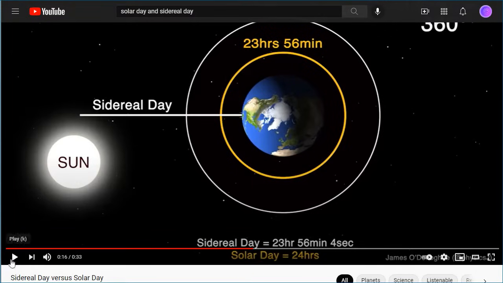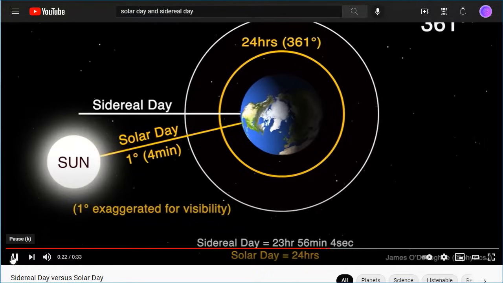So I'll continue this video, and he'll show it spinning around that 1 additional degree. There it is. I'll stop it there. And that's the solar day. And 1 extra degree takes another 4 minutes and puts us at 24 hours. So the sidereal day is 23 hours, 56 minutes. The solar day, the day we humans use, is 24 hours.